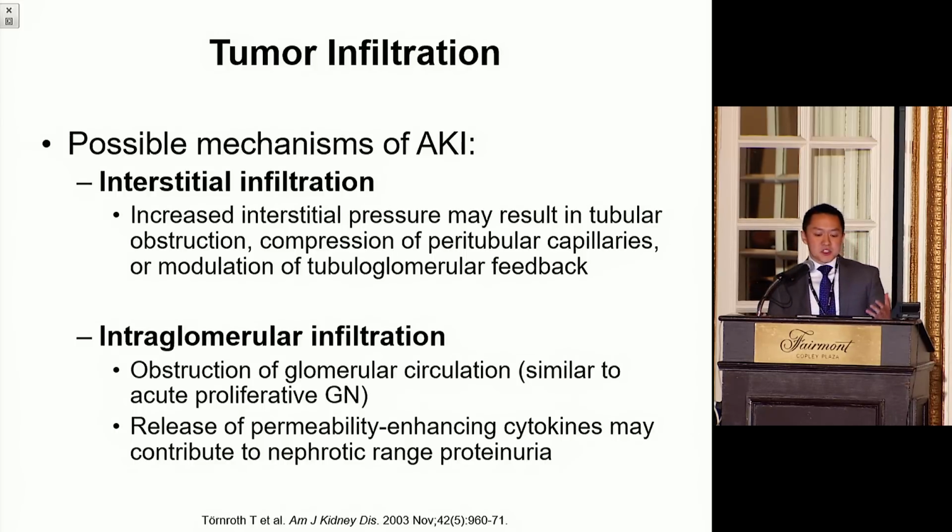The mechanism for how this tumor infiltration causes AKI is thought to be related to the fact that as these cells infiltrate into the renal parenchyma, into the interstitium, they increase the pressure of the interstitium, which causes obstruction of the tubules and compresses the peritubular capillaries, and this leads to a reduction in GFR. Sometimes the infiltrating cells can infiltrate the glomeruli as well and can infiltrate the capillaries, obstruct the glomerular capillaries. And sometimes these cells can release cytokines which increase the permeability of the glomerular capillary and lead to the development of proteinuria.